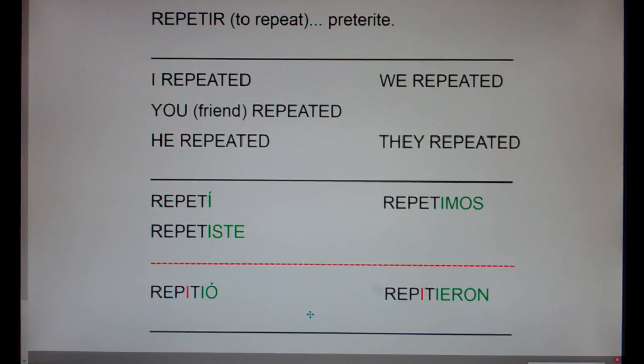I know that's tricky, but it's kind of an important deal in Spanish 3. Okay? If you're having trouble with that concept, you can just type in boot sandal, and I've got a clip to explain it. All right, that's repetir, to repeat, in the preterite.